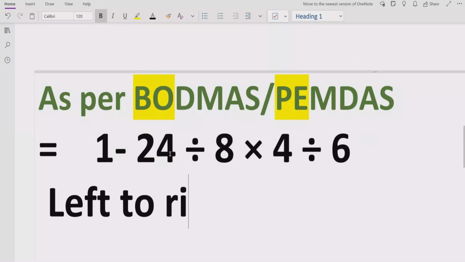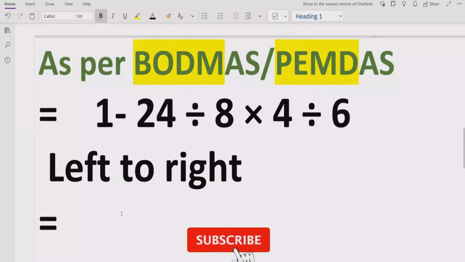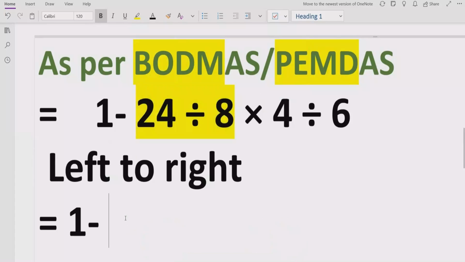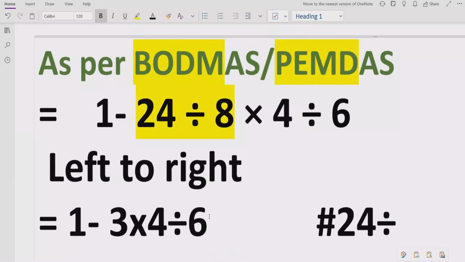Now we have to go left to right and find out division and multiplication or multiplication and division. First we have 24 divided by 8. It becomes 3 multiplied by 4 and again divided by 6. We will write the rest here as it is. And here we have to give the reference: 24 divided by 8 equals 3.